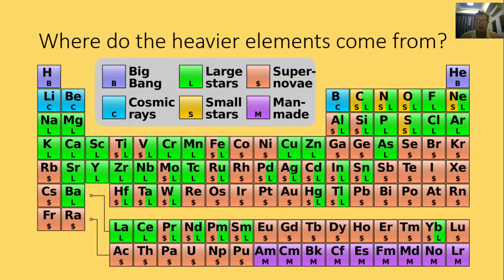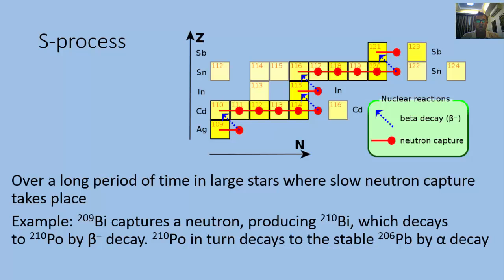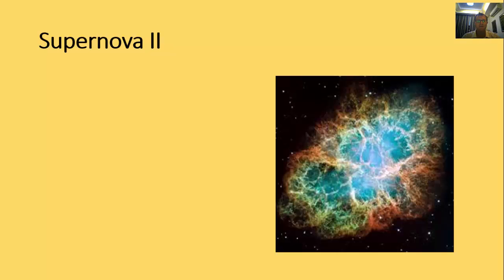So if I just click back, that's the production in large stars. Now, we can see everything which says large star in green can be produced by this process. We also see elements being produced in supernovae. So supernovae are another way. Let's think about that.